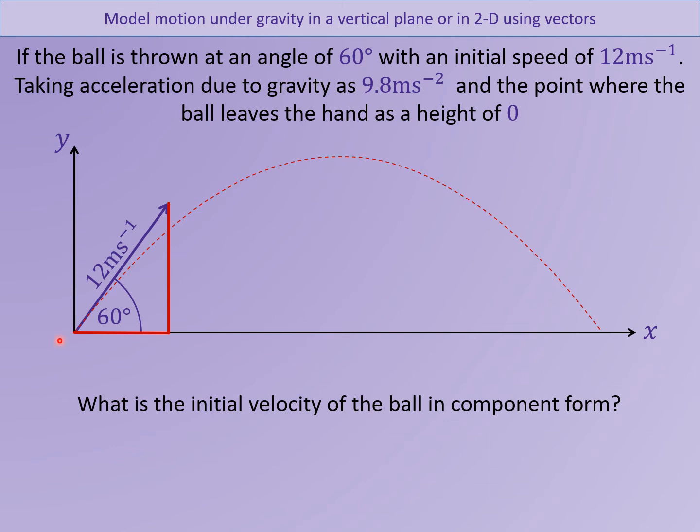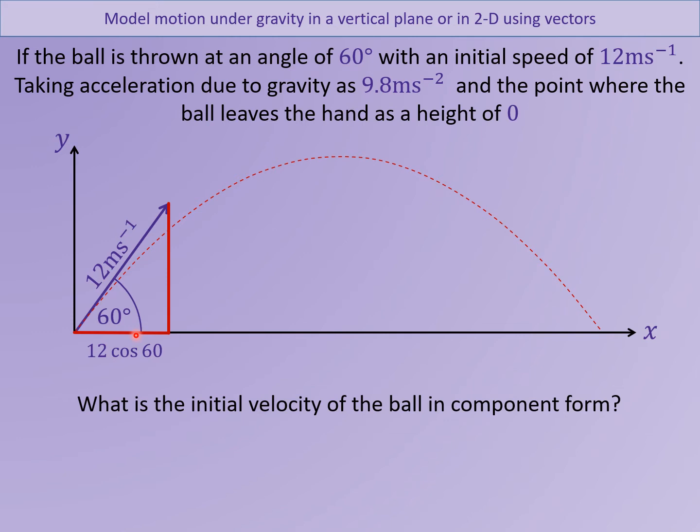Okay, so hopefully you thought about using trigonometry. If we've got 12 meters per second at an angle of 60 degrees, I can work out what speed it would be in this direction, and in that direction. I can work out the size of the speed in both of those directions, so I can do that using basic trigonometry.